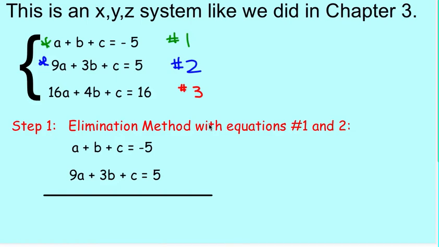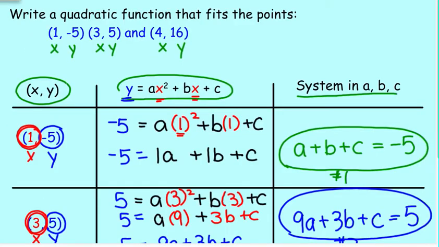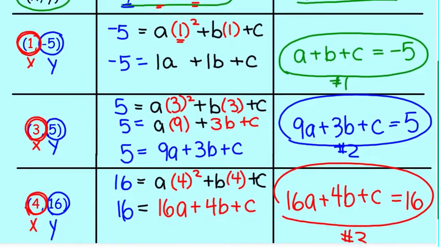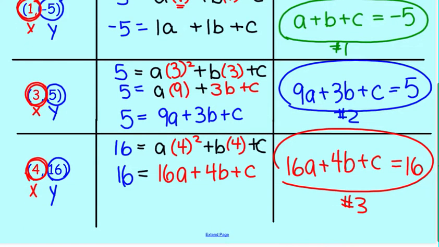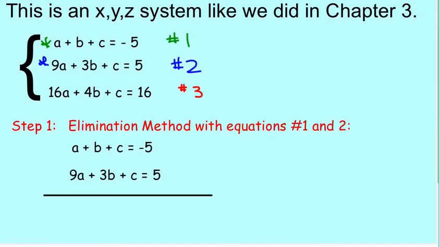This is a continuation of a problem that we've already started. We have looked at this problem, and we're going to work with just the three equations on the right: the green one, the blue one, and the red one. I just call them equation 1, equation 2, and equation 3. So we're going to solve this like we did in chapter 3 with a three-dimensional system.